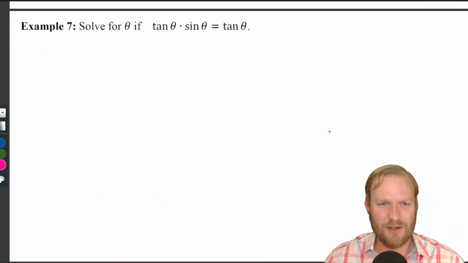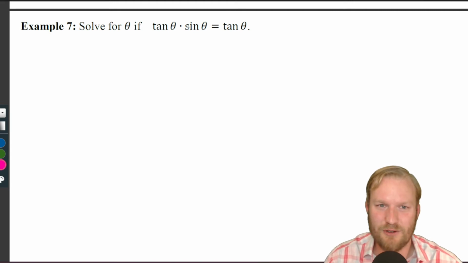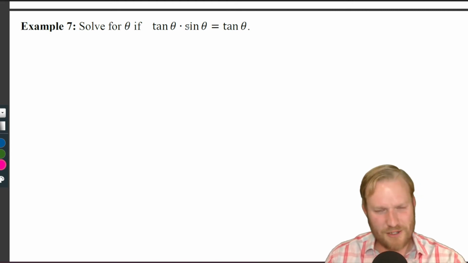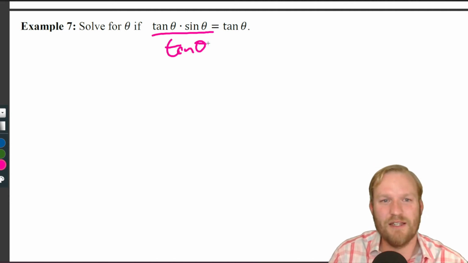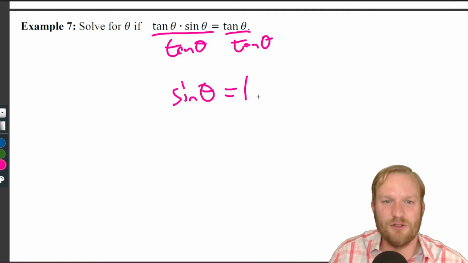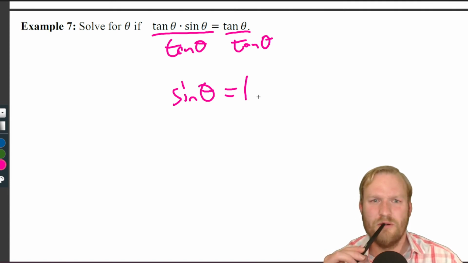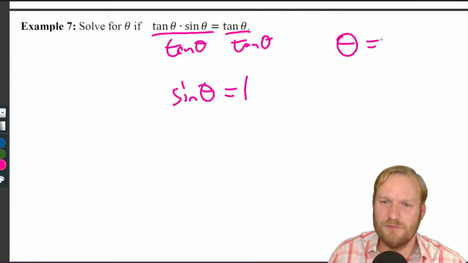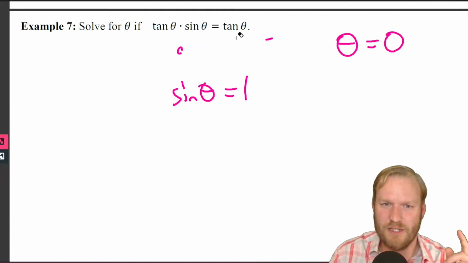And this one says, tan theta times, remember this little dot means times, sine theta equals tan theta. Cool. So based on the previous question, it would seem quite reasonable to go, let's just simplify this. Tan theta divided by tan theta. So we've just got sine theta equals 1. Except, what happens if theta is 0?